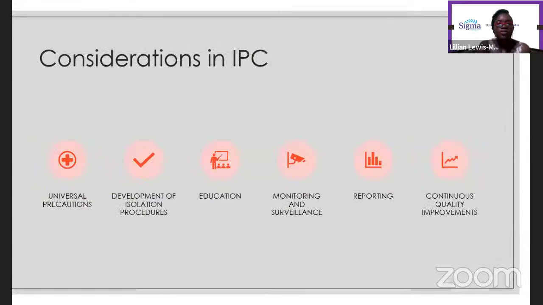So some considerations in IPC are almost like pillars. You will have universal precaution, which formerly we would have called standard precaution. You will have the development of isolation procedures, education, monitoring and surveillance, reporting, and continuous quality improvement. And we're going to be looking at each of these individually.